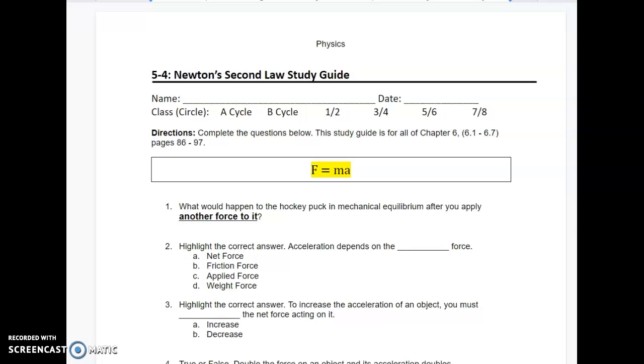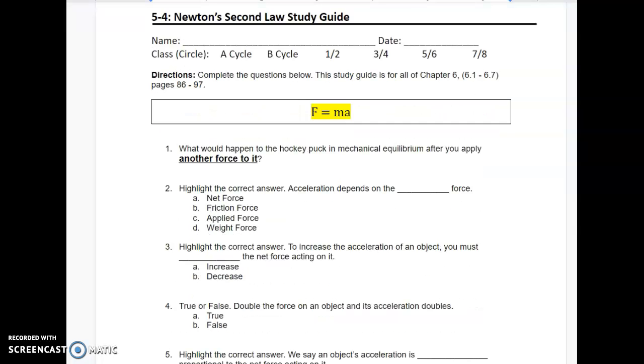Hey everybody, so this is going to be a review of Newton's second law study guide for your Newton's second law assessment. So let's start off with going over this equation, F equals ma. F equals your net force, m is your mass, and a is your acceleration. Remember, this can be written three different ways.